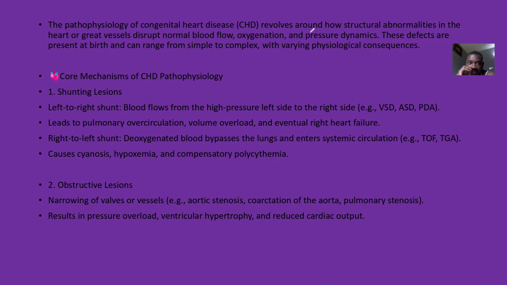So there are issues in the heart or great vessels, disrupting the normal blood flow, disrupting how the person is receiving oxygen, disrupting pressure dynamics. You understand? So the core mechanisms, like how this congenital heart defect actually comes to be. Shunting lesions, so left to right shunt: blood flows from what? From the high pressure left side to the right side. You have it in congenital heart defects like ventricular septal defect, atrial septal defect, patent ductus arteriosus.